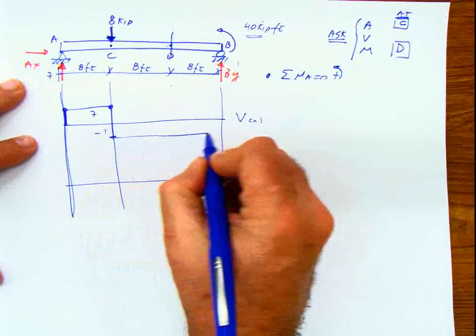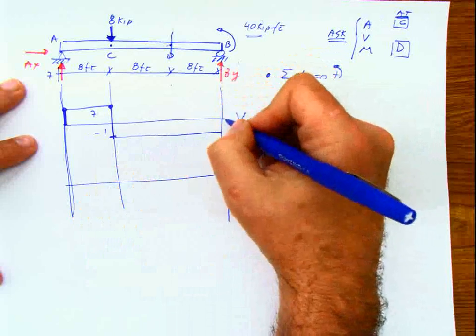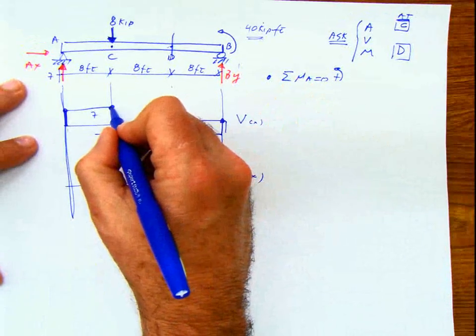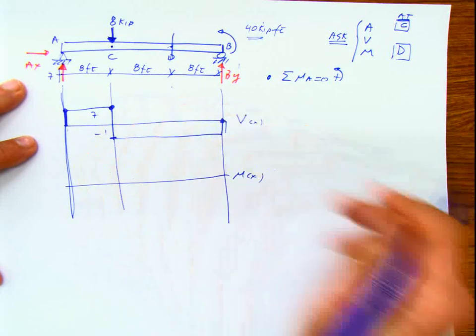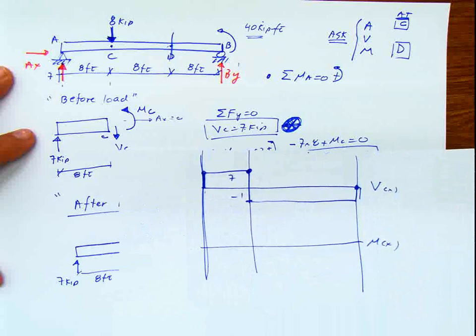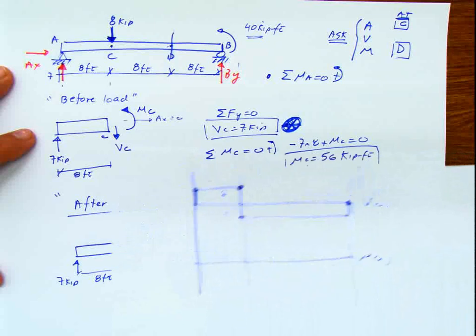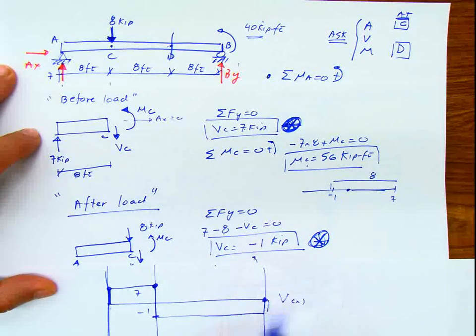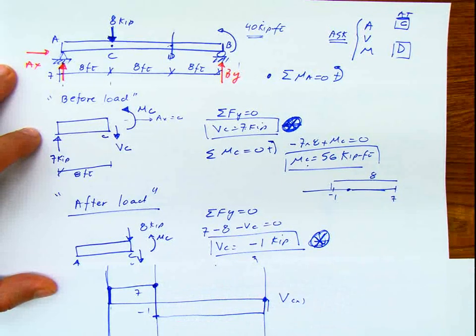And from here it's going to come here, and I have this force going up, which is 1, and it reaches 0. This is the value at C before, the one that you just calculated, 7. You see it there? And the negative 1 is the value after the point C, 7, negative 1.